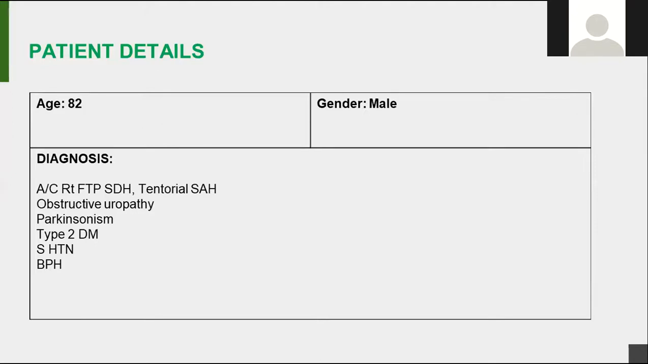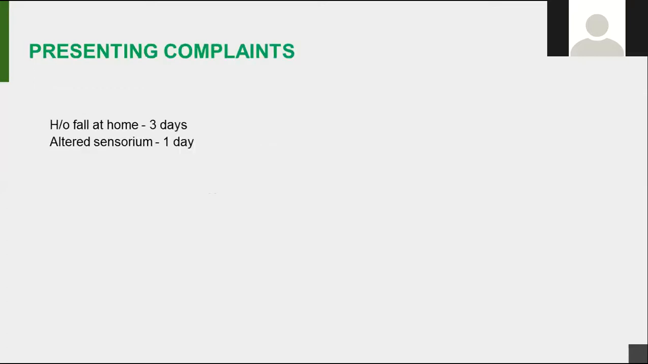My case is an 82-year-old male patient, and the diagnosis is acute right frontotemporoparietal SDH, subdural hemorrhage, with tentorial SAH, subarachnoid hemorrhage, obstructive uropathy, Parkinsonism, type 2 diabetes mellitus, systemic hypertension, benign prostatic hypertrophy. The presenting complaints include history of fall at home 3 days back and altered sensorium 1 day back.